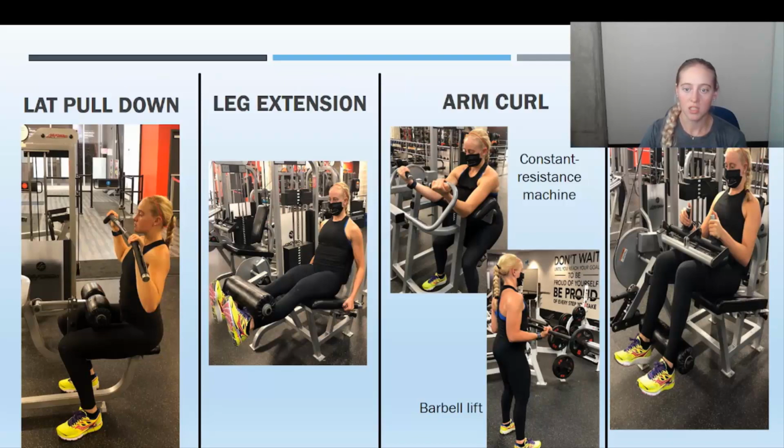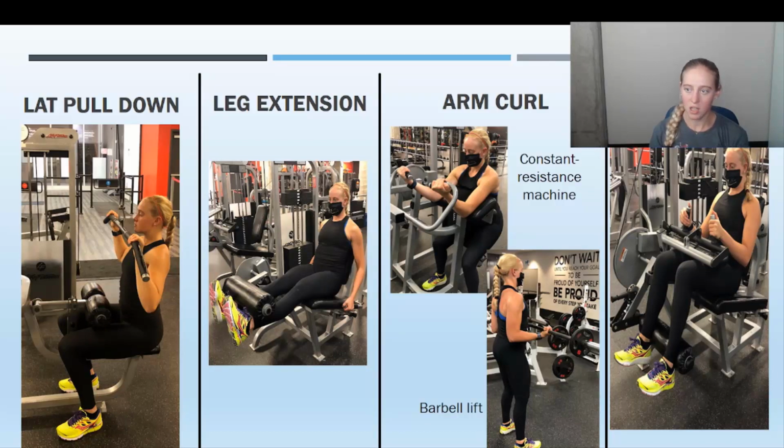Now here we just have some images to display the movements that were described on the previous slide. First off, we have the lat pull down, and this movement is successful when the bar goes from overhead and is pulled down to chest or collarbone height. The next movement is the leg extension. This is completed by fully extending the legs out from the body while keeping the back and buttocks in contact with the bench.